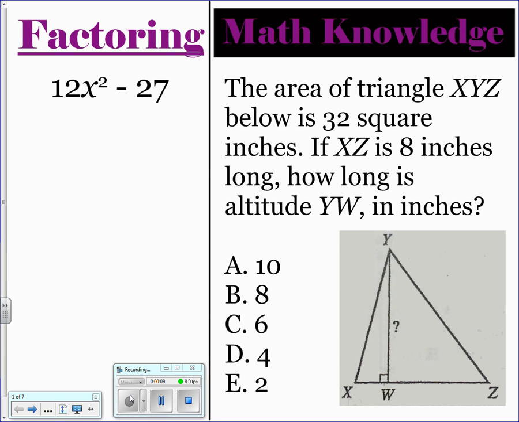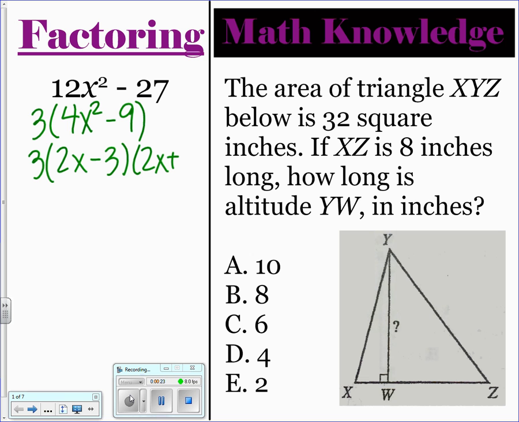So for this factoring, you're going to start off by taking out the greatest common factor, which is a 3, and you're going to be left with 4x squared minus 9. And if you factor 4x squared minus 9, you're going to have 2x minus 3 times 2x plus 3. And so this would be your answer for your factoring.